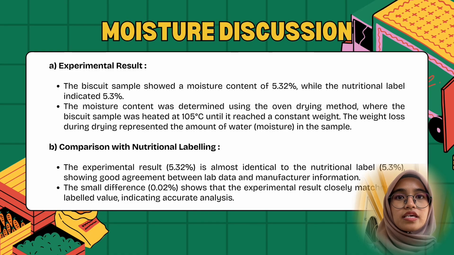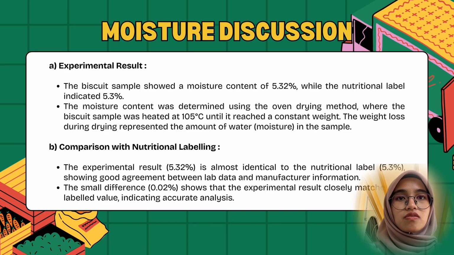As the sample is heated, water evaporates, and the loss in weight corresponds to the amount of moisture present in the sample. Once the weight stopped changing, we could assume that all the water had been removed, and we used the weight difference to calculate the moisture percentage.